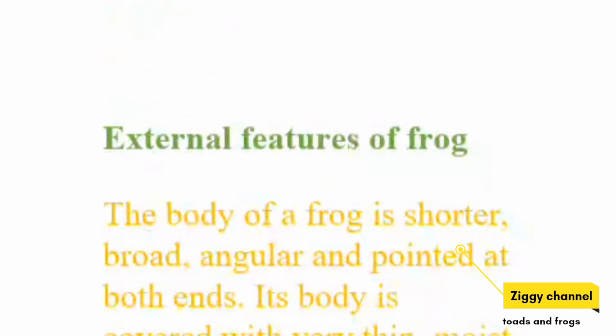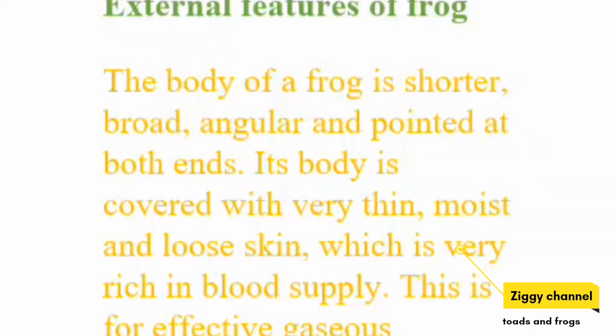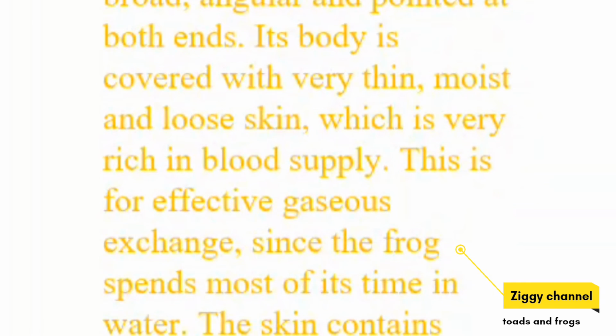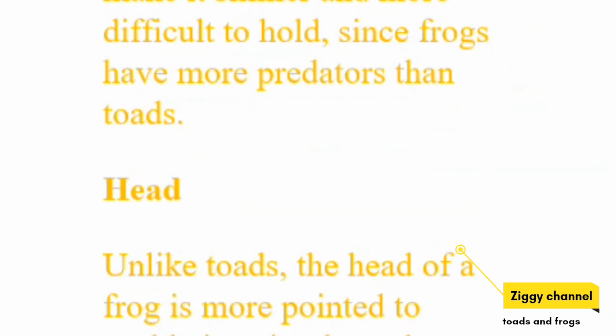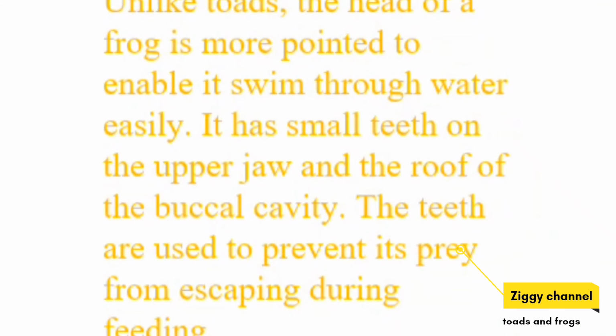External features of the frog. The body of a frog is shorter, broad, angular and pointed at both ends. Its body is covered with very thin, moist and loose skin, which is very rich in blood supply. This is for effective gaseous exchange, since the frog spends most of its time in water. The skin contains numerous mucus glands that secrete mucus through tubes to the surface of the skin to make it slimier and more difficult to hold, since frogs have more predators than toads. Head. Unlike toads, the head of a frog is more pointed to enable it to swim through water easily. It has small teeth on the upper jaw and the roof of the buccal cavity. The teeth are used to prevent its prey from escaping during feeding.